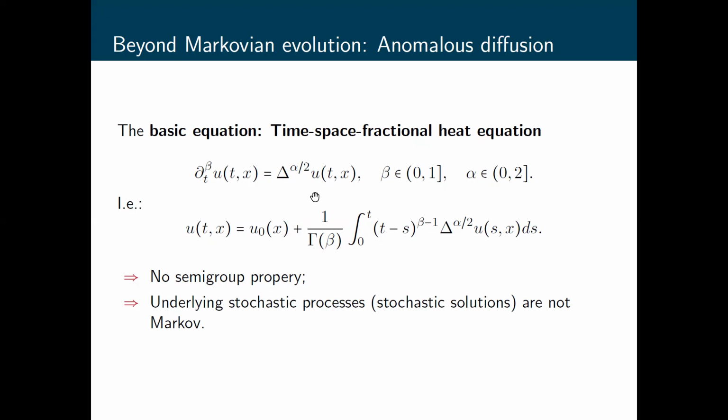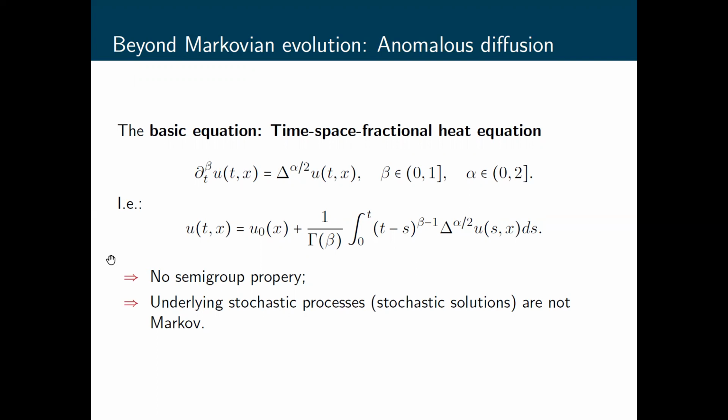And this equation can be rewritten also in integral form. So we again have fractional Laplacian as before. And in the integral form, this Caputo derivative corresponds to this integral operator, Riemann-Liouville type integral operator with this kernel of convolution type, and this is a power function of order beta minus 1. So this kernel here can be understood as a memory kernel, and this probably explains why the underlying stochastic processes are not Markovian anymore, and actually the solutions of such type of equations do not possess semigroup property.